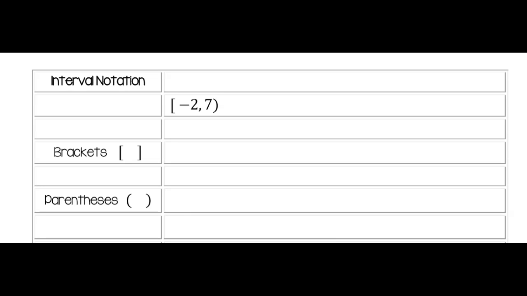So in part 2 now we're going to talk about interval notation. Interval notation is just a way of writing intervals out instead of using inequalities. So it's a way of describing a set of values.